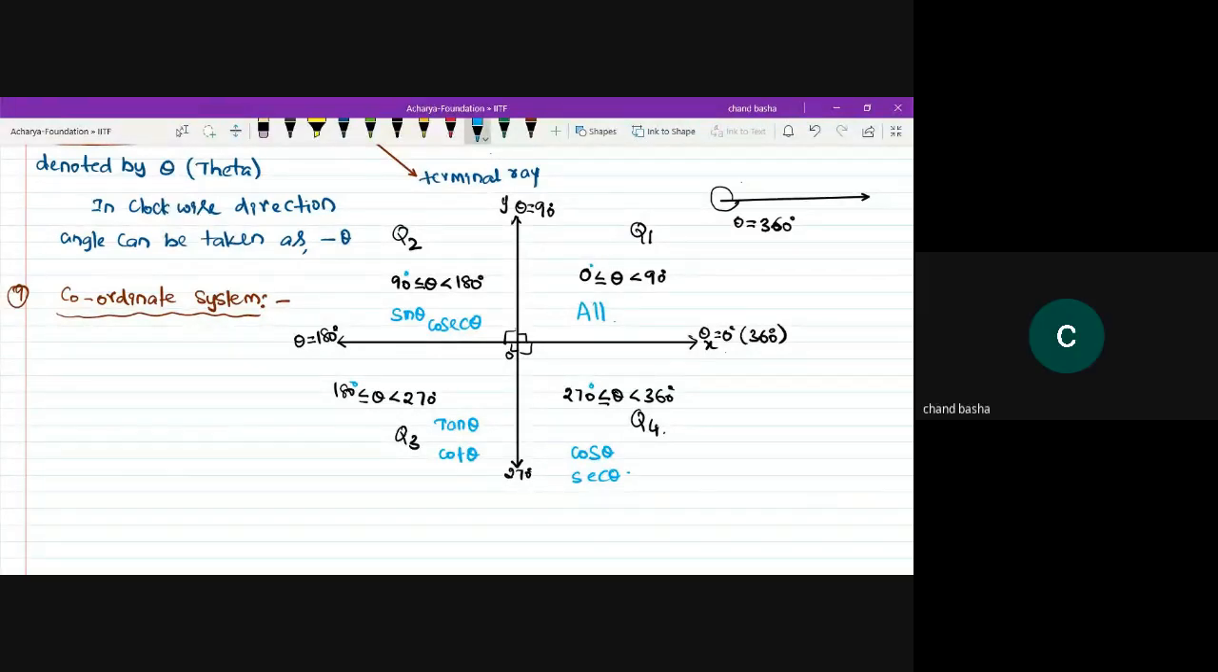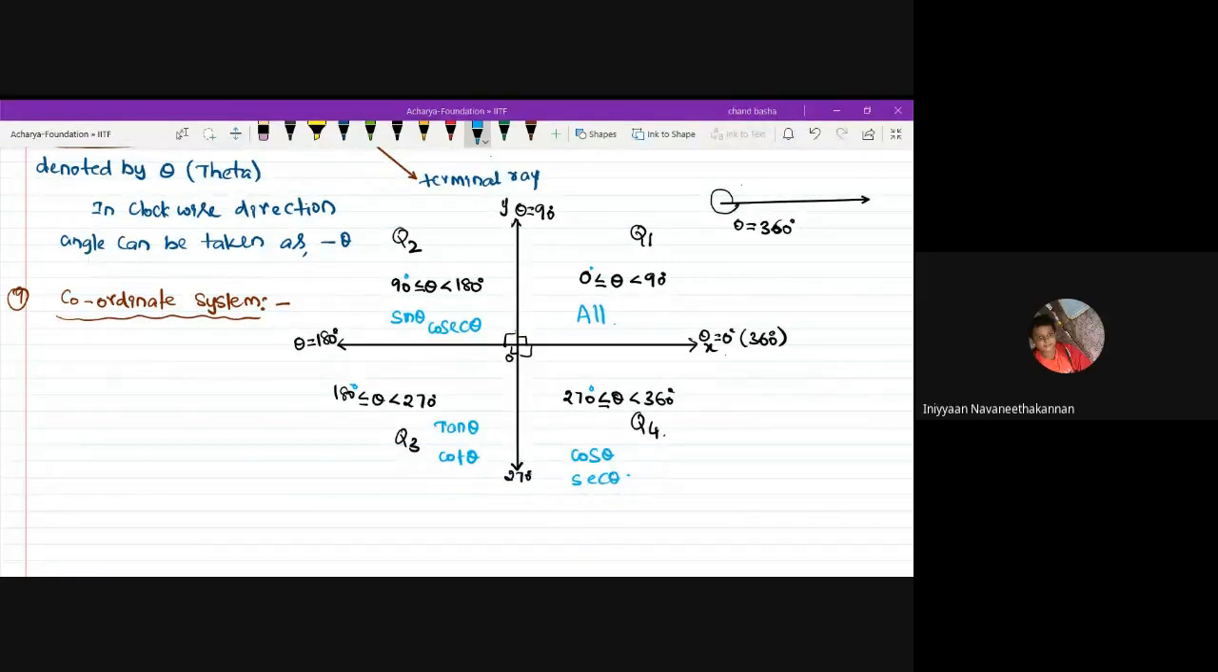Hope you can understand. First quadrant means you are in 0 to 90. Second quadrant means 90 to 180. Third quadrant means 180 to 270. Fourth quadrant means 270 to 360. We start from 0, which is the positive initial ray, starting from theta equal to 0. If we start at 0 and close one circle, the angle will be 360 degrees.